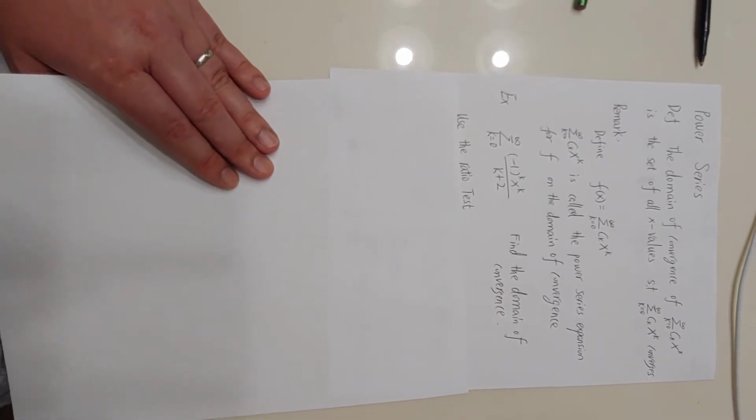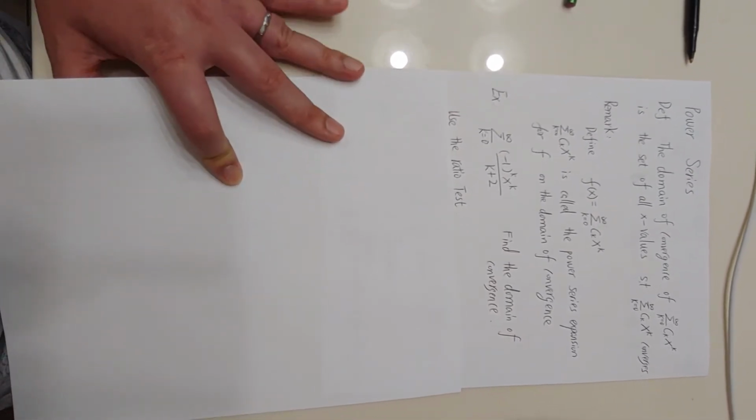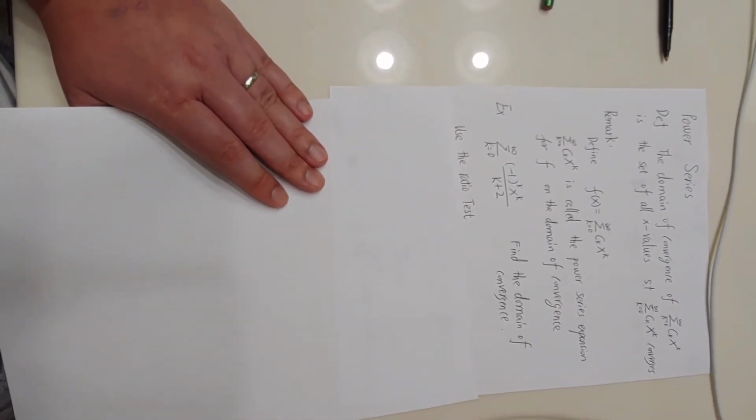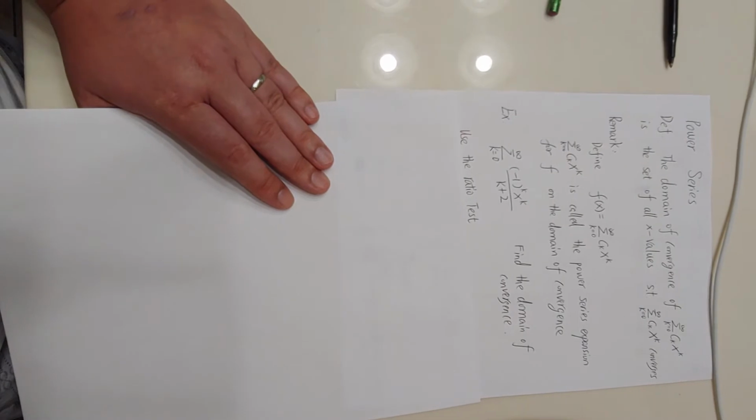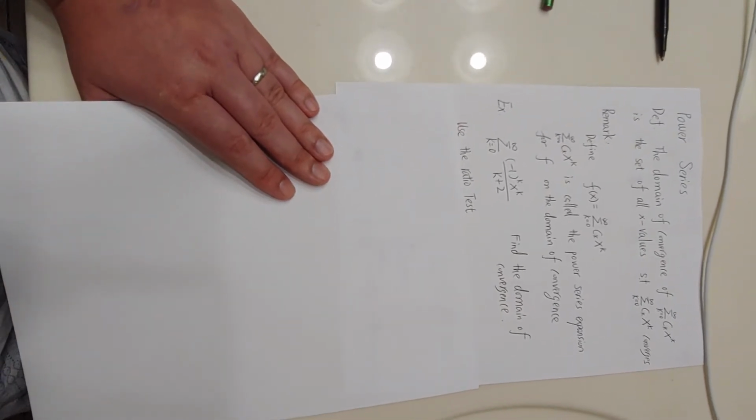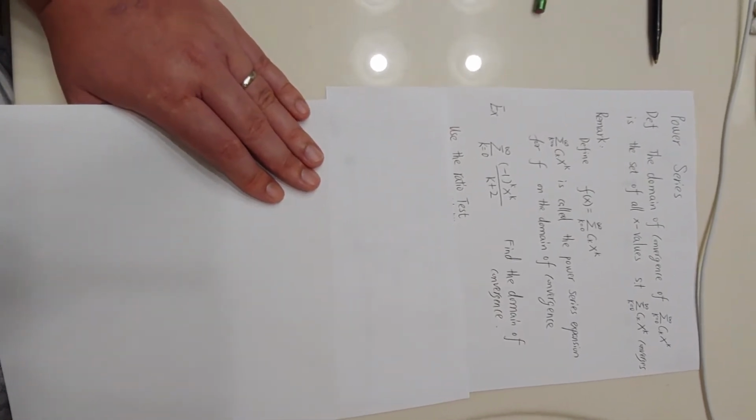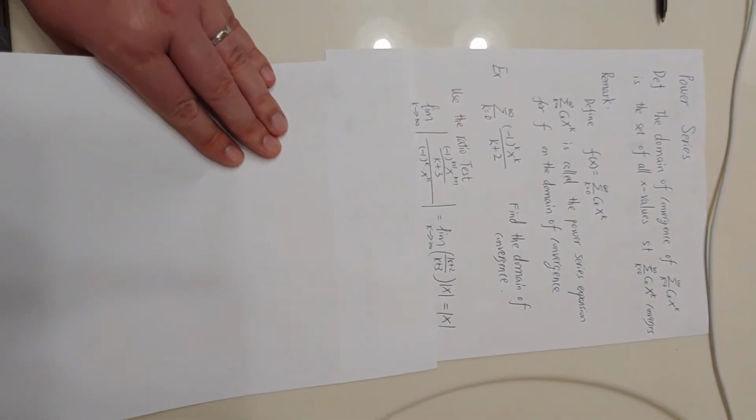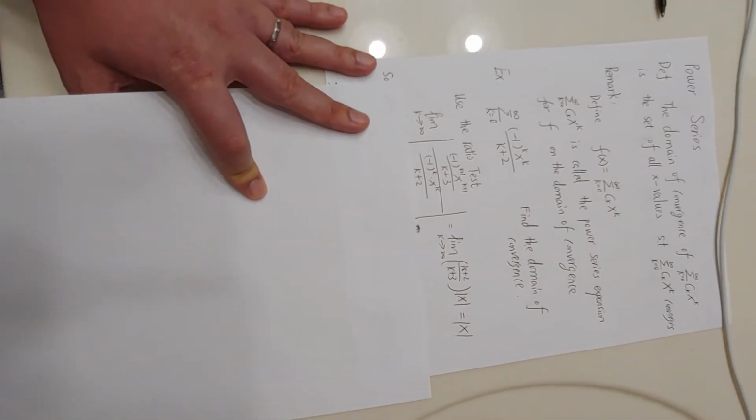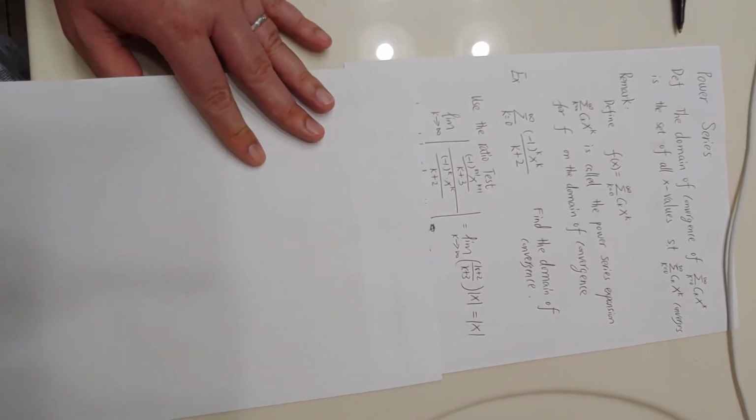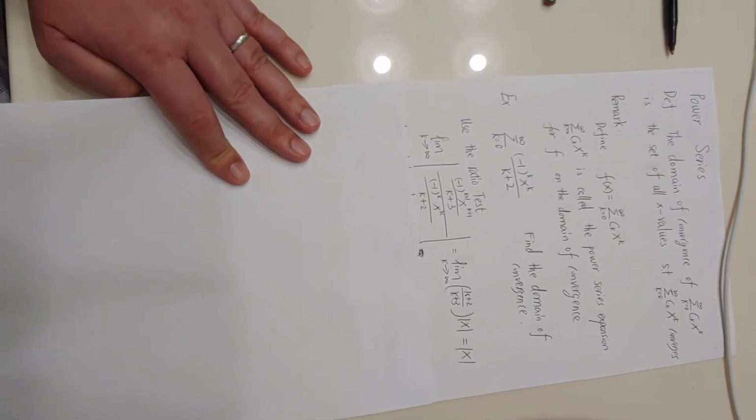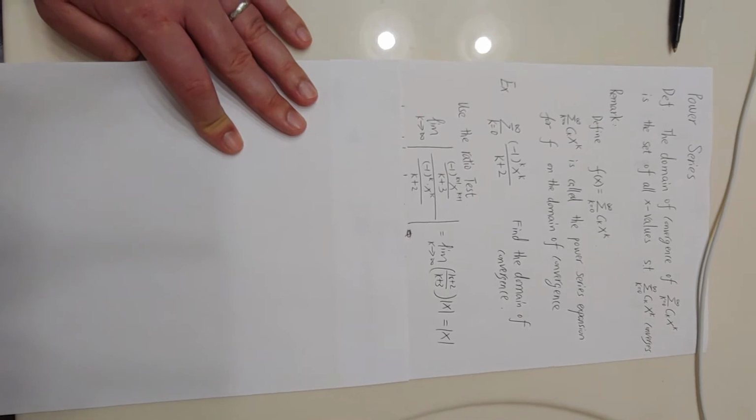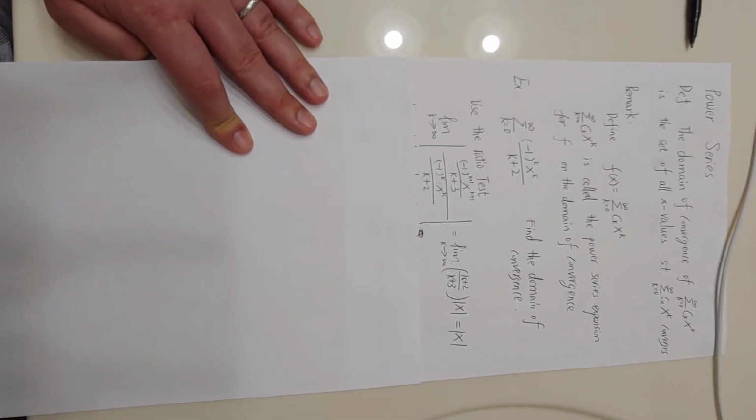We use the ratio test. If the ratio is less than 1, the series converges absolutely. If the ratio is greater than 1, it diverges. If the ratio equals 1, then we need to consider other cases. So let's take the ratio. This is the limit as k approaches infinity of the (k+1)-th term over the k-th term.